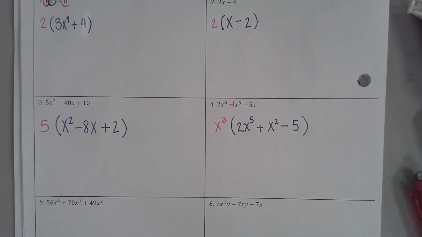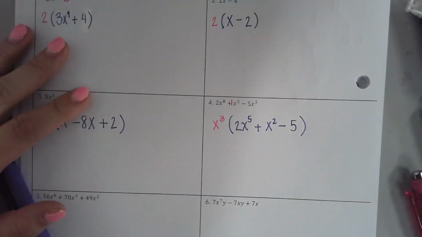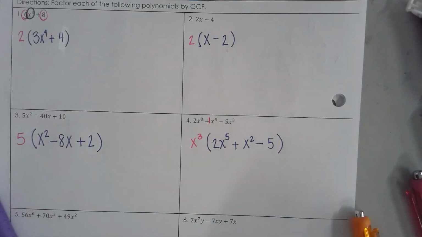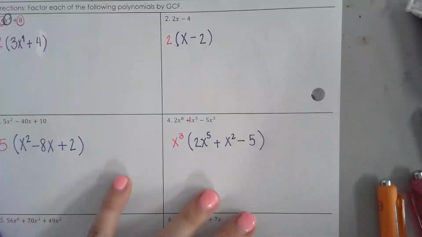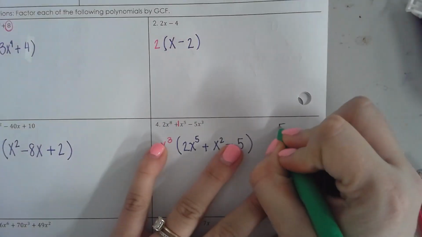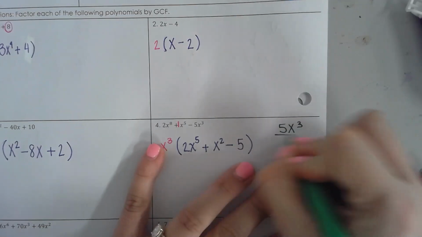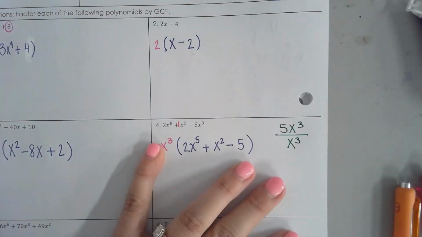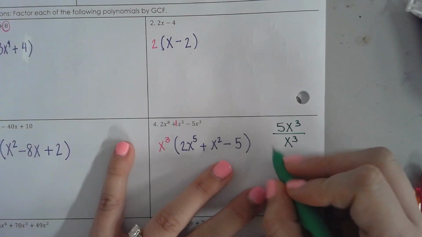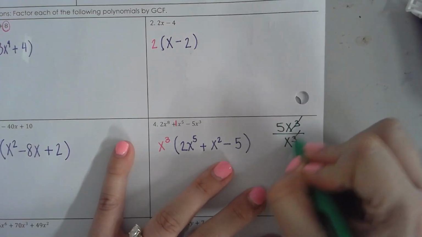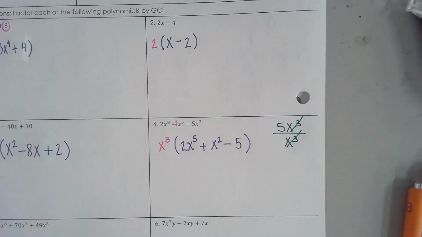And if you think about it, when we started Unit 6, we did dividing, and this is one reason we did that. If you have 5x cubed and we divide by x cubed, the x cubes cancel and we're left with just 5. Essentially, we're dividing every term by the GCF.